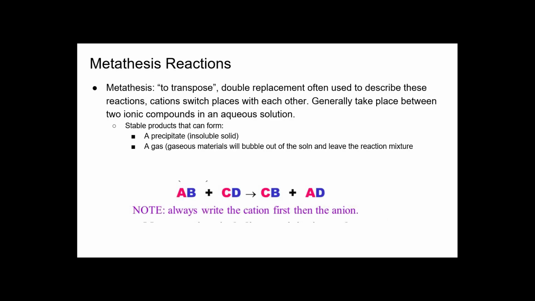A metathesis reaction is a reaction that means to transpose. These are double displacement or double replacement reactions. So if they look familiar, from the bottom here, AB plus CD, that's what they are. They produce stable products that are either a precipitate, which is an insoluble solid, or a gas.